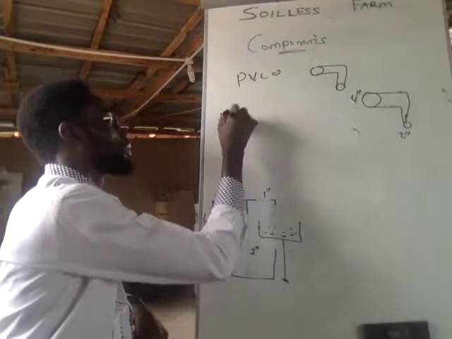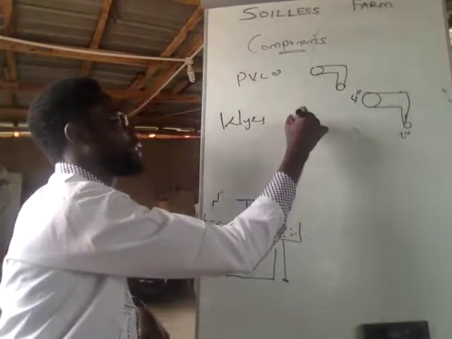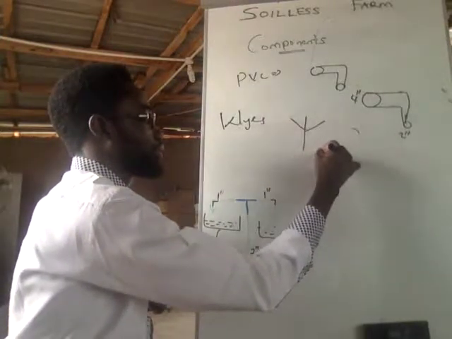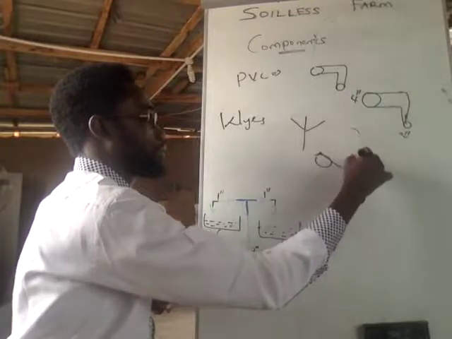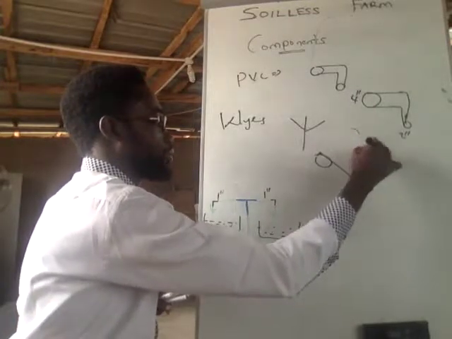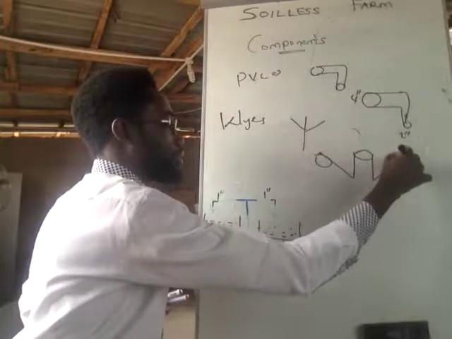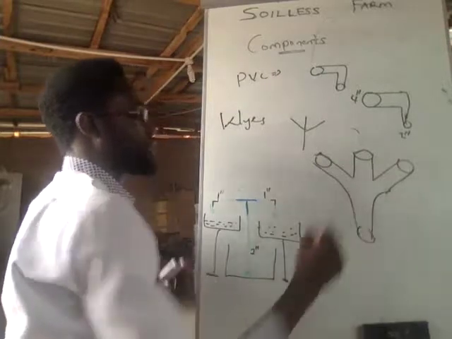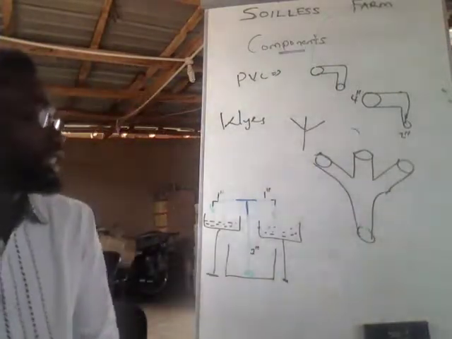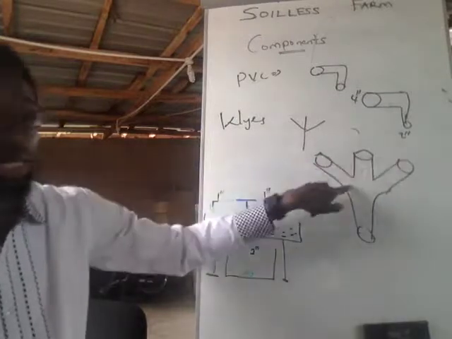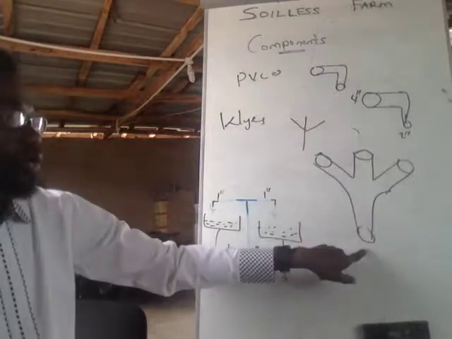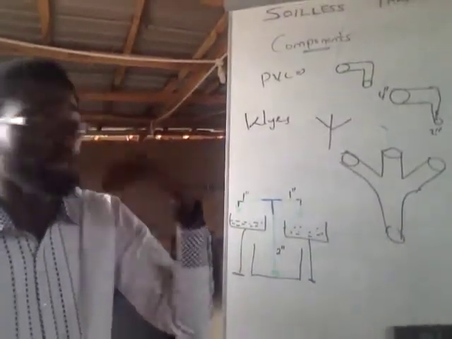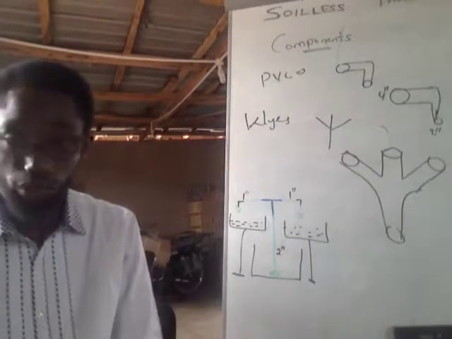W-Y-E-S. We also have what you call the Ys. The Y just looks something like that. So how do I draw this? So you have something like that, something like that. So we'll call them the Ys. So it's either you have water coming from 3 channels and you want to channel them one way, or water from 1 channel you want to channel them 3 ways. Again, like I've said severally, you also have the reducing version depending on what you want to do.